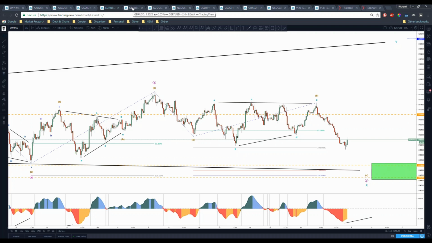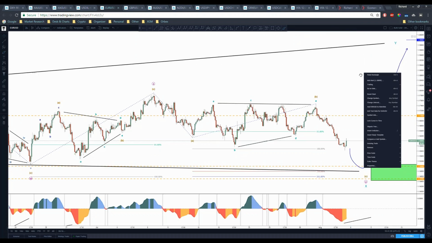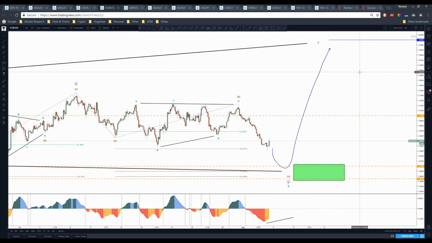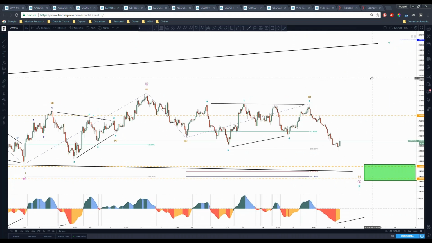It is a correction. It is a bullish correction. Personally speaking, I do see more downside on the euro dollar, just not yet. I would like to see this correction finalized, over and done with, so we can move on to the next possible impulses.